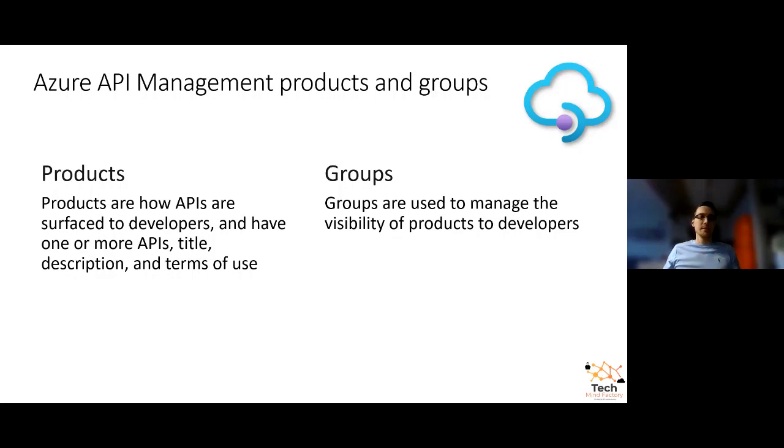So it is really important to mention that there are two default products, one for trial, and the second one called unlimited. And there are also groups. Once we define a product and once we define APIs for this product, then we can make this product available for specific groups. And this is also important, that by default in Azure API Management, we have three groups: administrators, developers, and guests.